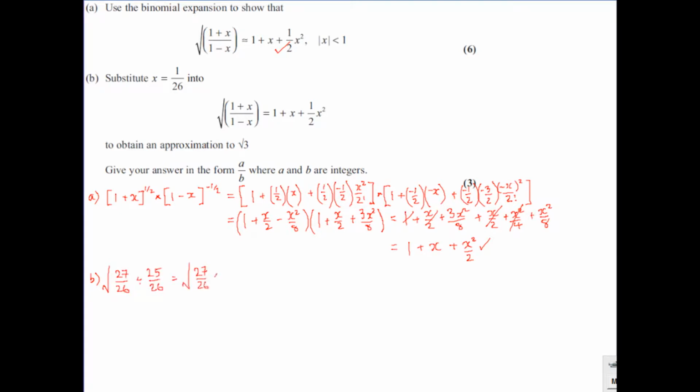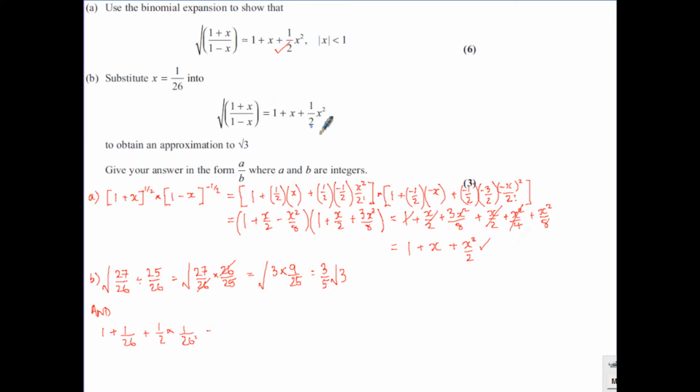Now this is the canny bit. If I put x equals 1 over 26 in there, I get 27 over 26 divided by 25 over 26, and then rearranging that, dividing by a fraction is the same as multiplying by its reciprocal, so that the tops and bottoms cancel out. I'm left with 27 over 25. That's a square root, so I can get 3 lots of 9 over 25, and 9 over 25 I can square root because it's 3 over 5. So take the 3 over 5 outside the square root sign, and I've got 3 over 5 of root 3. There's my root 3 bit.